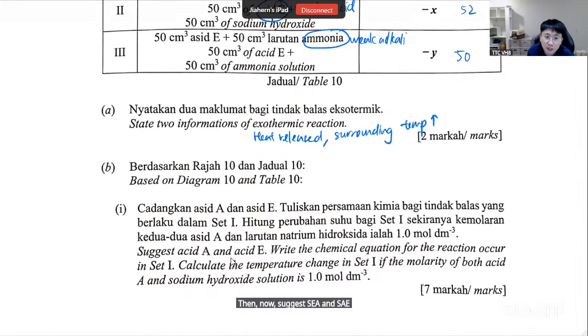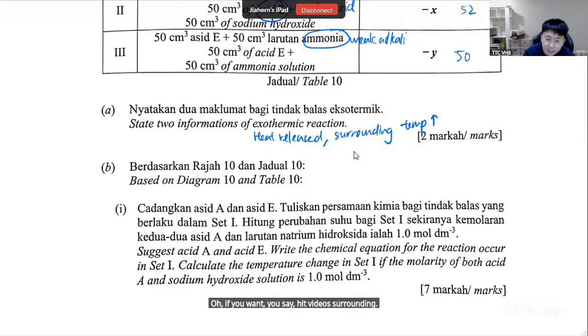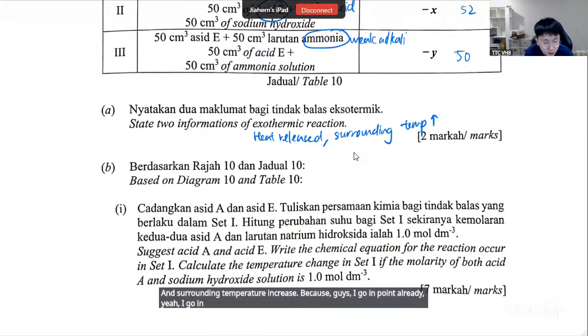Then now, suggest acid A and acid E. Guys, can we just write heat release? Yeah, heat release is literally 1 mark. Or if you want, you say heat release to surrounding and surrounding temperature increase. Because I'm going in point form. Let's go slightly faster. I aim for 2 AM, a bit hard.